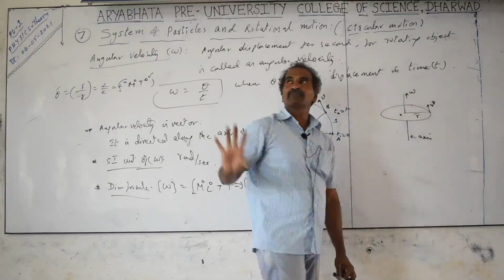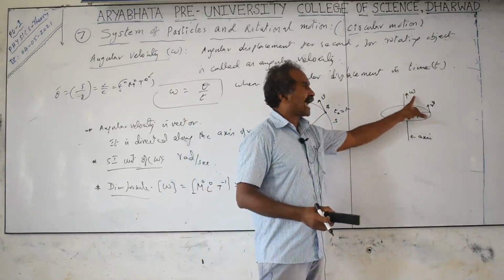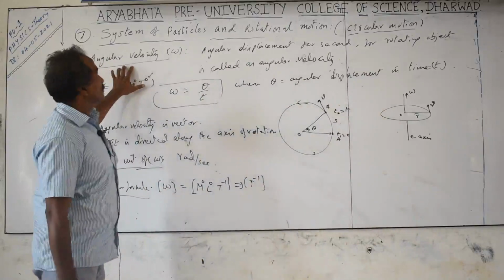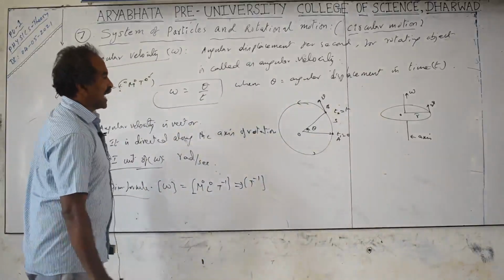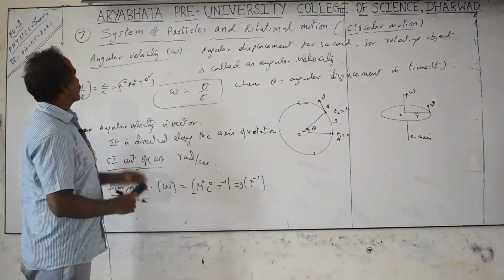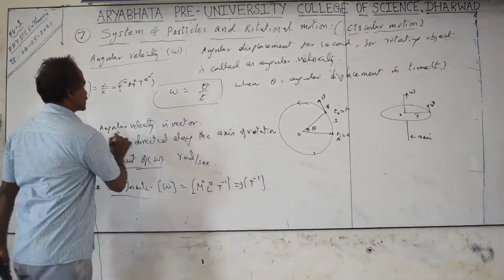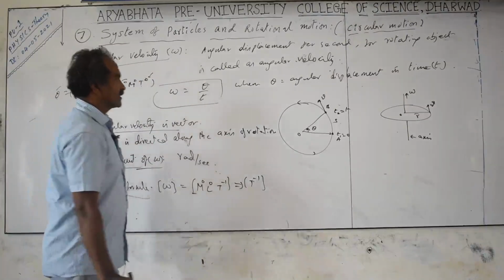Like a fan, if you take the blades rotating with some speed, that rotation speed is called angular velocity. Angular velocity is taken with the symbol omega and is directed along the axis of rotation. Angular speed, if you use the term, is the magnitude of the angular velocity. Angular velocity is a vector, while angular speed is the magnitude of the angular velocity, taken as a scalar quantity.